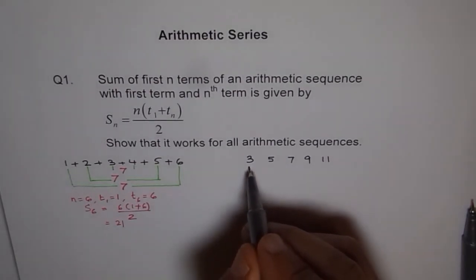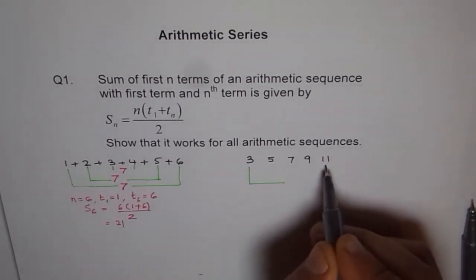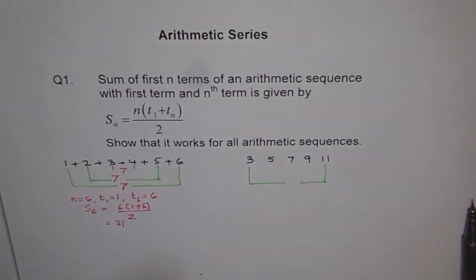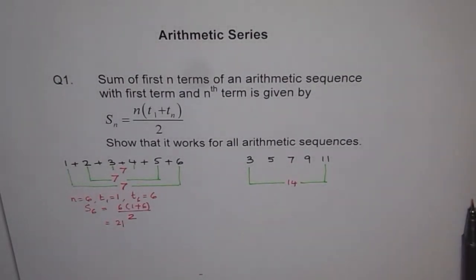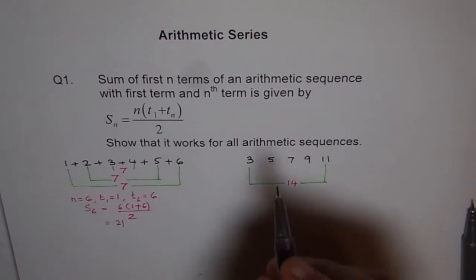Start pairing. We pair the first and last term. If I do the first and last term, how much does this add to? 3 plus 11 is 14. Okay. Now how about these two?